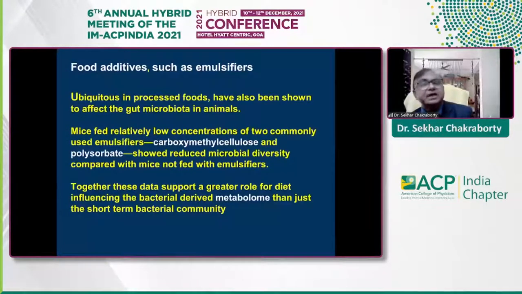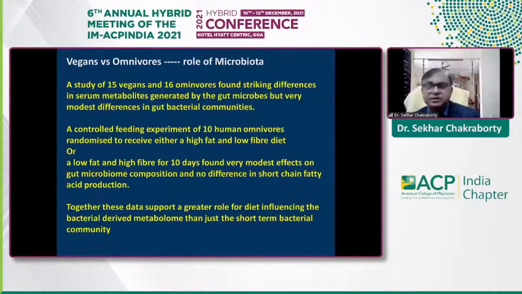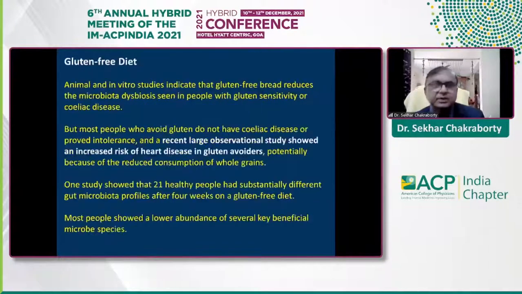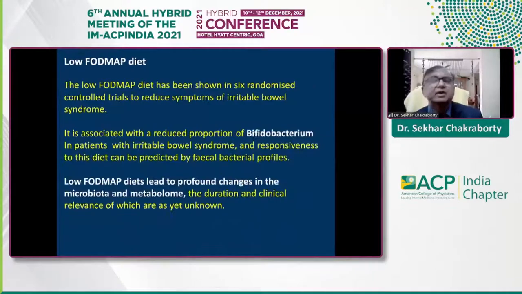Among food additives and preservatives, emulsifiers, particularly carboxymethyl cellulose and polysorbate, reduce microbial diversity as compared to other emulsifiers. There is a controversy between vegans and omnivores. Some studies have shown that vegans have a better microbiome than omnivores; some studies don't support it. A gluten-free diet has implications, and a recent observational study has shown an increased risk of heart disease with gluten avoidance.